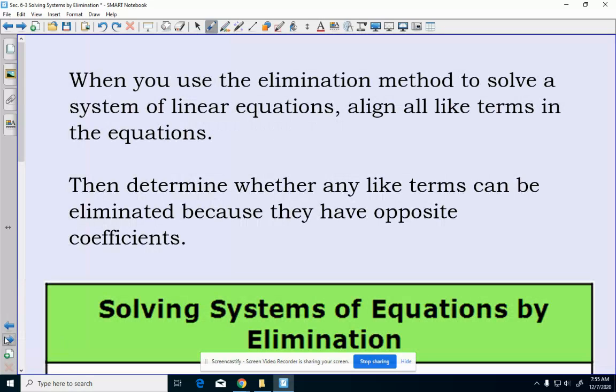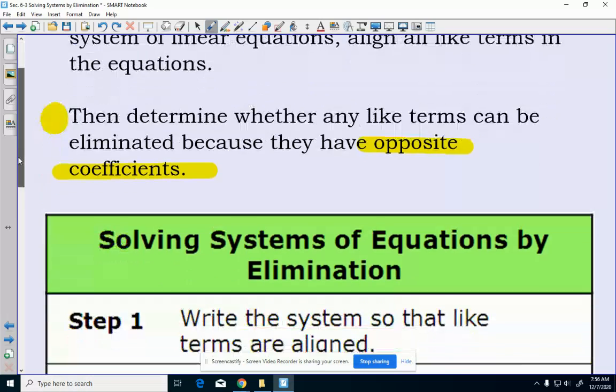So elimination gets its name because it's going to do exactly what it sounds like. It's going to eliminate, or cancel, some coefficients. So here is the big key today. To determine whether any like terms can be eliminated, they have to have opposite coefficients. If we have opposite values, we can make them cancel each other out, meaning coefficients of like a positive 3 and a negative 3. If we put those two together, they would cancel each other out.